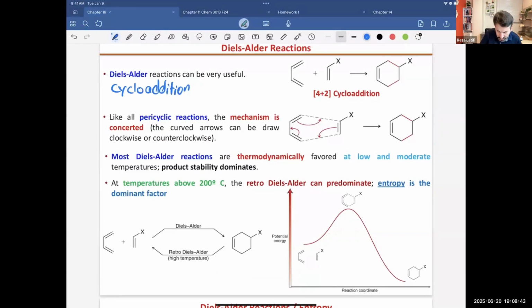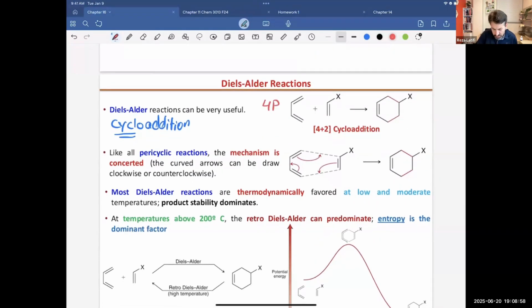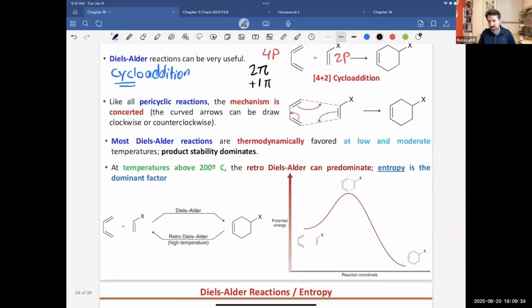Cyclo means we are going to build a cyclic compound, and we are adding things to each other. In this case, I'm adding four p orbitals to two p orbitals from another molecule, or I can say I have two pi bonds and I'm adding them to one pi bond. Totally, I have six p orbitals involved. The way we represent it is to open a bracket and say 4 plus 2. That means one reactant has two double bonds, and the second reactant has only one double bond. The reaction happens in one step again.